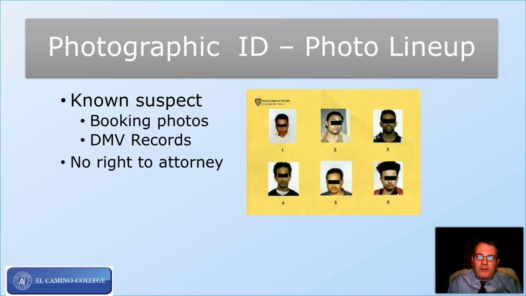Now, there's a set of protocol to go through that. You have to tell them beforehand. There's a set script you have to read that says that your suspect may or may not be in here. If you see somebody, let me know. If you don't see somebody, there's no pressure to identify. Again, you don't want to do a false identification because you could put the wrong person in jail. They do not have the right to have an attorney during this process.